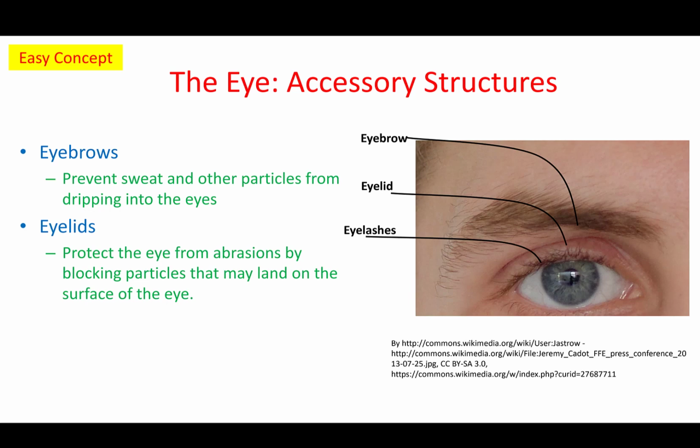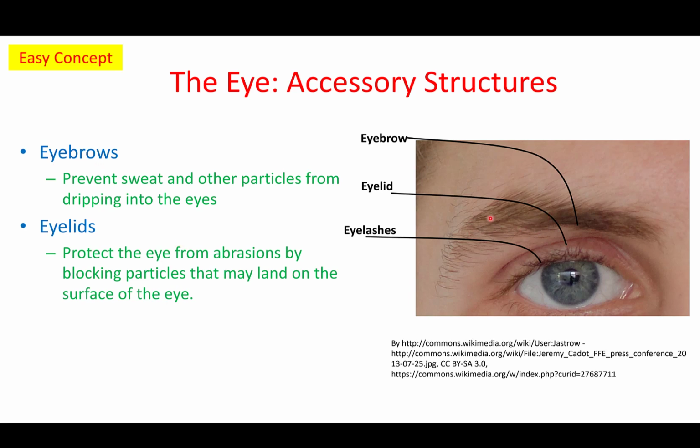In this video, we will start talking about the eye. In the eye, there are the accessory structures and then the structure of the eye itself. For the accessory structures, we have the eyebrows and the eyelids. For both of them, their main function is protection.